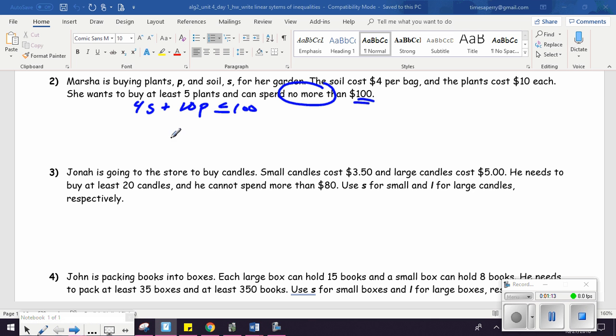It also says that she wants to buy at least 5 plants. So plants can be greater than or equal to 5. At least means that 5 is the minimum. And then we know that soil will be greater than or equal to 0 because it can't be negative.